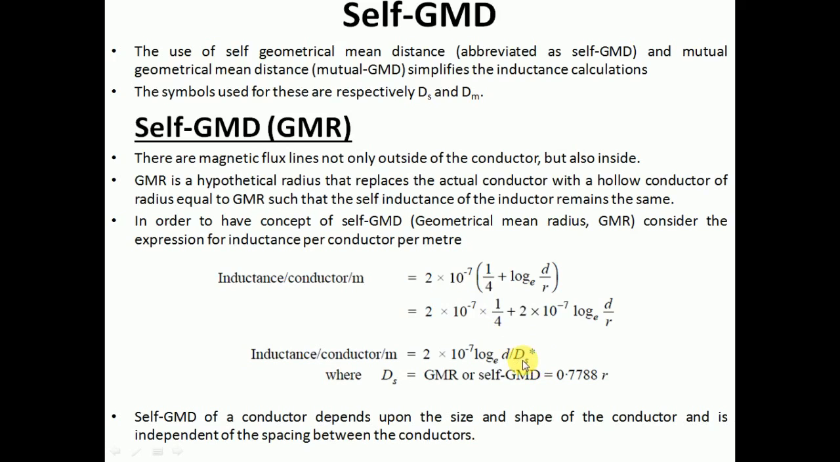Now let's understand the meaning of self GMD. For that you have to consider a hollow conductor of hypothetical radius ds. Since the conductor is not a solid one, there will not be any internal flux linkage. Therefore, the inductance term will occur only due to the external flux linkage. So, for that particular hollow conductor of hypothetical radius ds, we can write the inductance term as mu0 by 2 pi natural log of d by ds. Suppose the value of this inductance is same as that of the inductance of solid conductor.